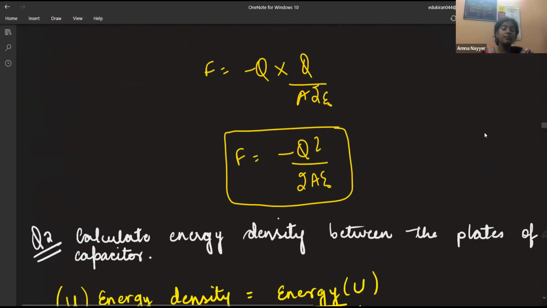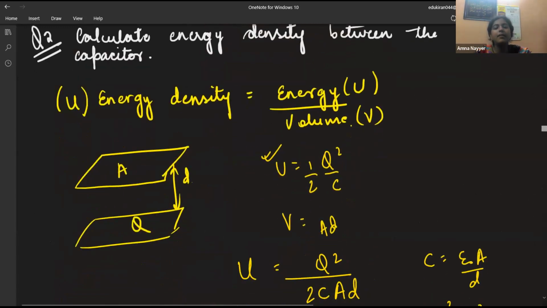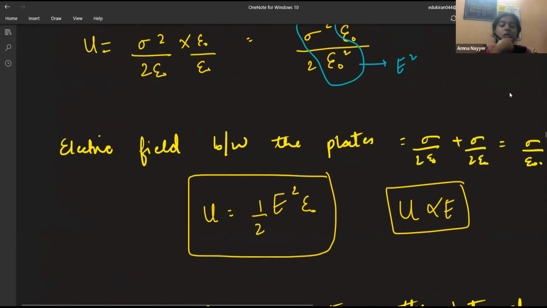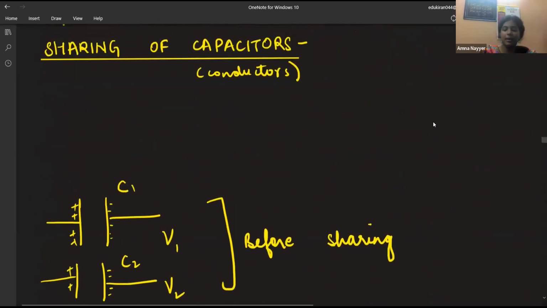Yes, force can come separately also, minus Q square by 2 epsilon naught. This can come separately as well. And apart from this, you had energy density. This formula also you have to remember, half E square into epsilon. This formula also you should remember. Now the next topic is sharing of capacitors.